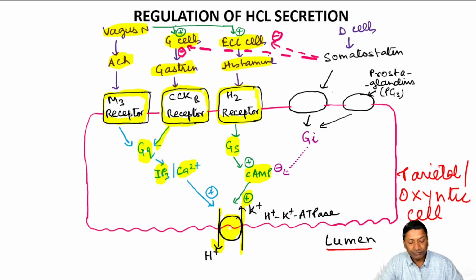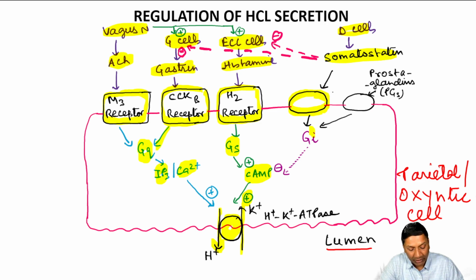Then one hormone is there which is produced from the D cell. That hormone is called somatostatin. This somatostatin will stimulate one G protein.